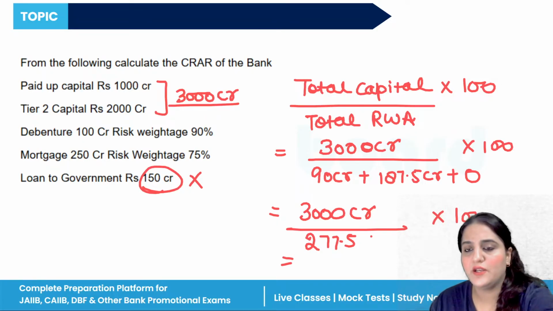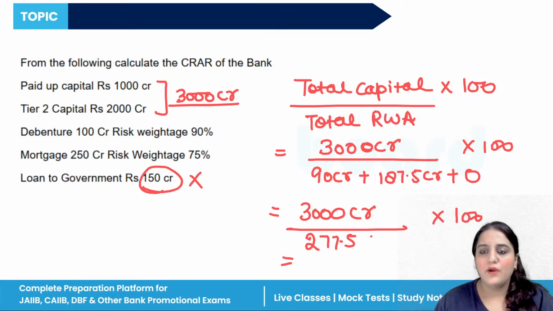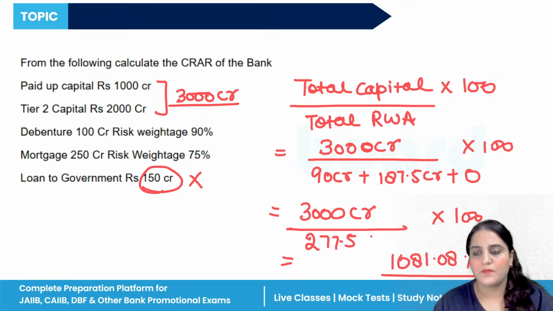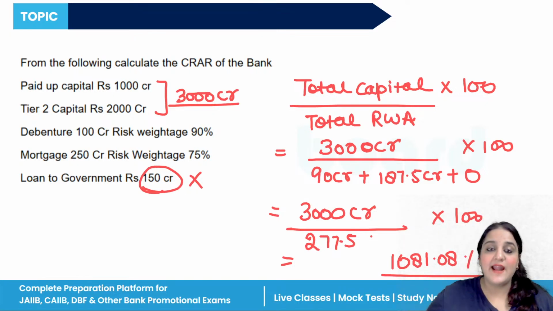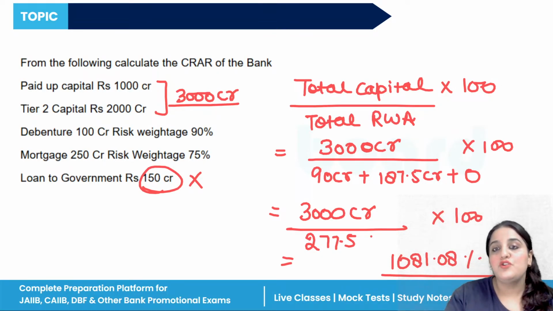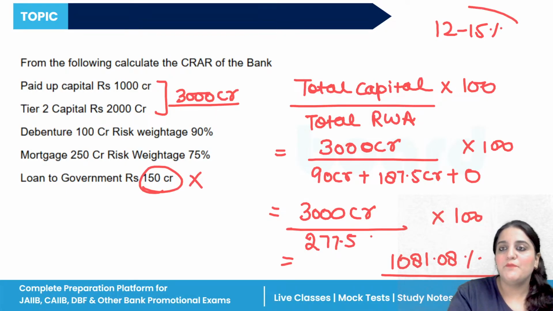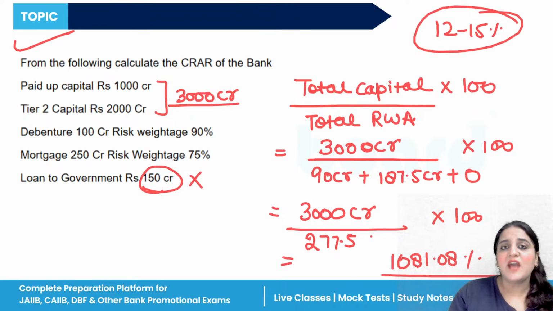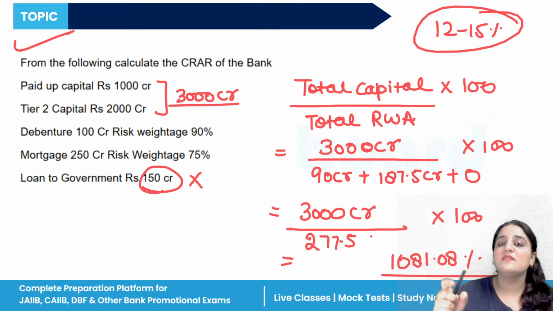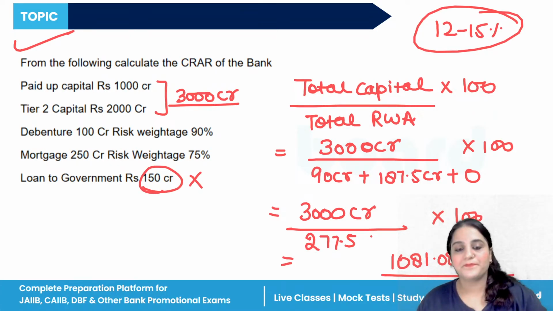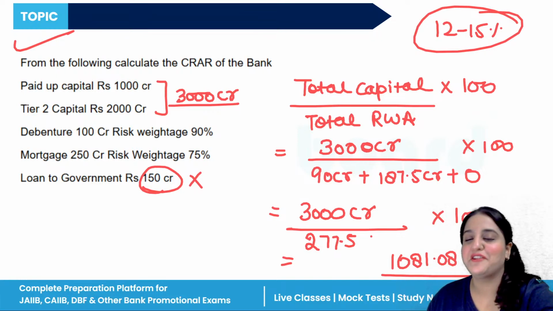Now when we solve it, you got near about 1081.08%. Right? So here I can say that this is an extremely high CRAR, which happens in these types of examples only. Because in real banks, CRAR is typically around 12 to 15% only. But this is the example I am giving you, to show how to calculate CRAR. So that's why this is a very high percentage here, right?